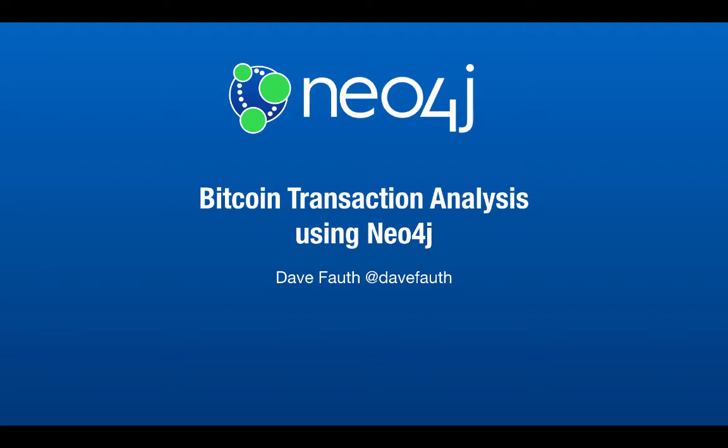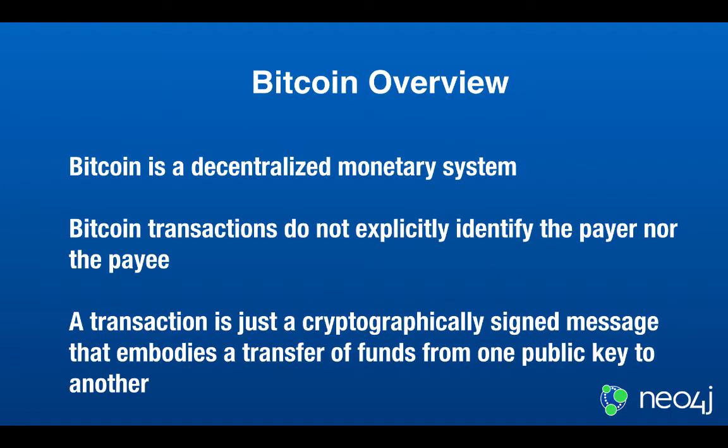Today I'll be talking about how we can use Neo4j to analyze some Bitcoin transactions. Bitcoins are digital coins that can be sent through the internet. It is a decentralized system, meaning that anyone can create a wallet, buy and sell Bitcoins without oversight or regulation. Bitcoin transactions do not explicitly identify the payer or payee, so there is potential for fraudulent transactions. A transaction is a signed message between two Bitcoin addresses.